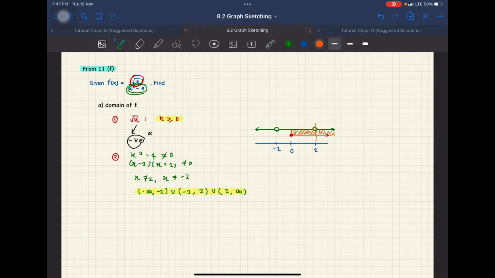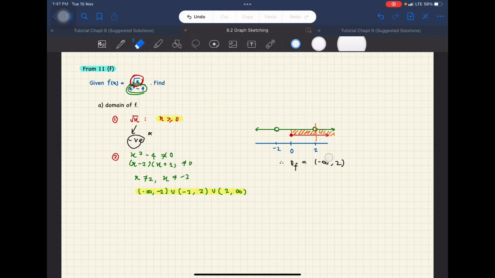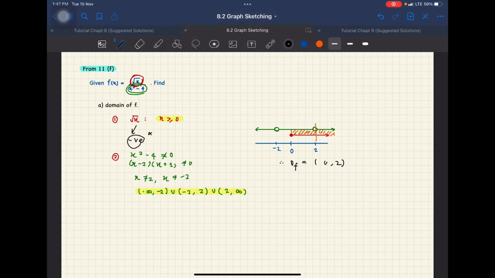Okay, so our domain, our final answer for this domain, for this function is, so domain kita adalah daripada negative infinity sampai 2, okay, open bracket, not included. And then, sorry, it's not from negative infinity, it is from 0. Okay, so daripada 0 sampai 2, not included, unionkan dengan daripada 2 sampai ke positive infinity. Settle. Okay, so this is the answer for domain lah.